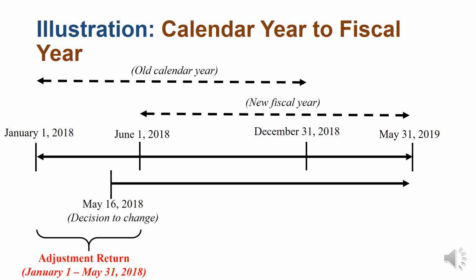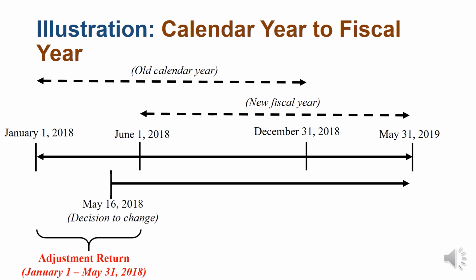Why is it called the adjustment period? Because in this period, there will be incomes and expenses which cannot be included in our income starting June 1 to May 31, 2019. Because June 1, 2018 to May 31, 2019 is a new fiscal year, a new 12-month period. So, it cannot include our incomes on January 1, 2018.